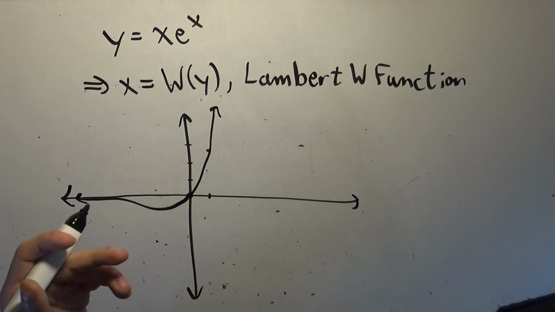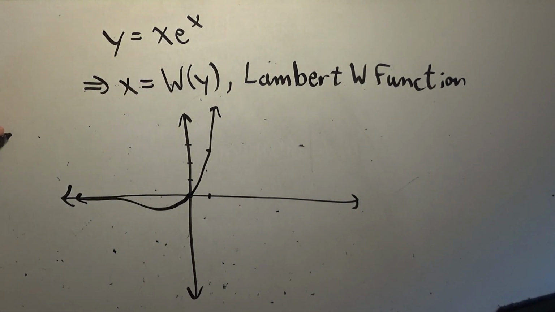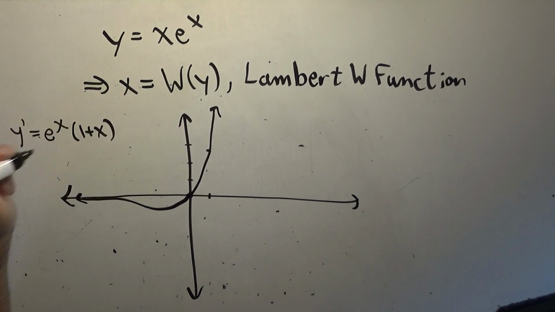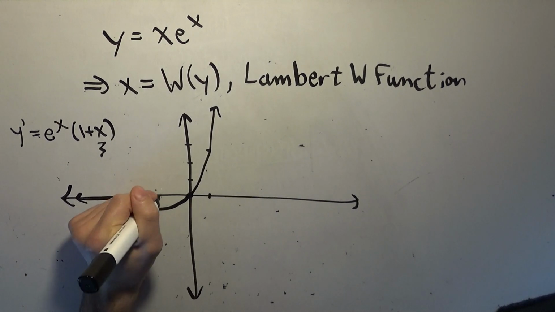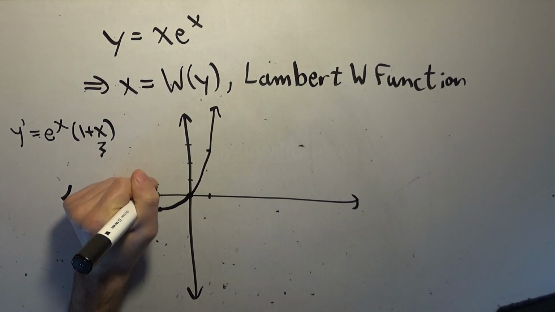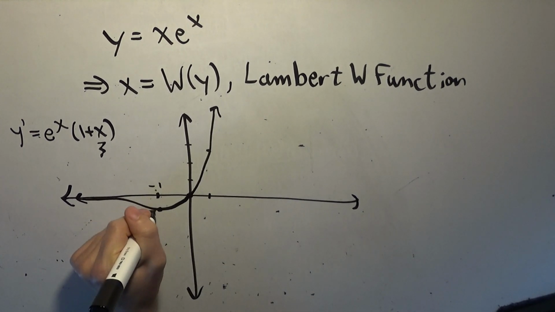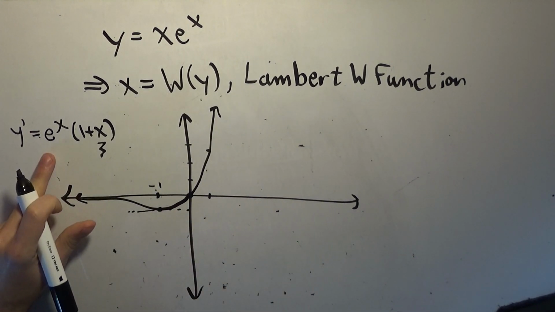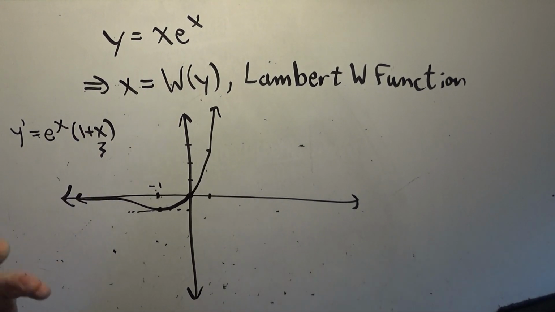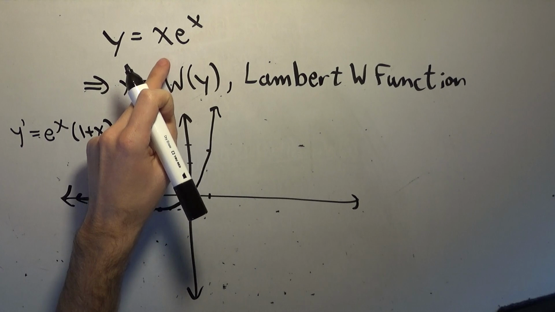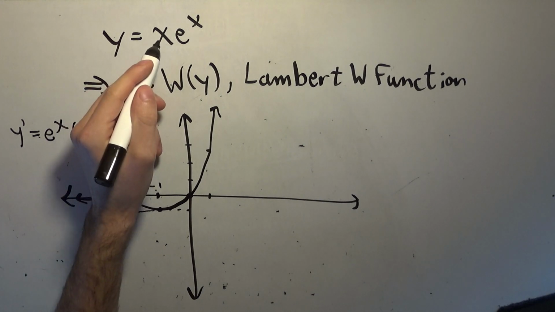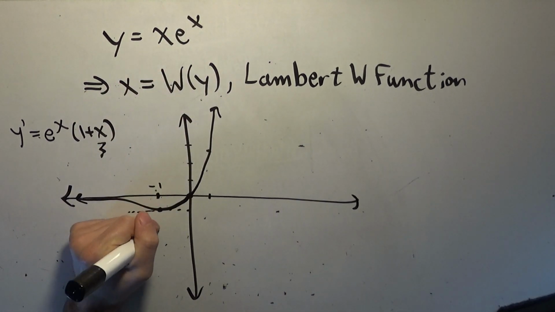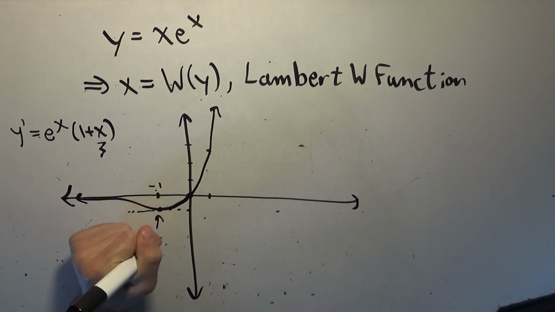If you take the derivative of this, you get y prime equals e to the x times 1 plus x. This means the derivative is equal to 0 at x equals negative 1, where the curve is flat. Because e to the x is never 0, the only way for this to be 0 is for 1 plus x to be 0, which is when x equals negative 1. Plug negative 1 in and the height is negative 1 over e, because you get negative 1 times e to the negative 1. So this point right here is negative 1, negative 1 over e.